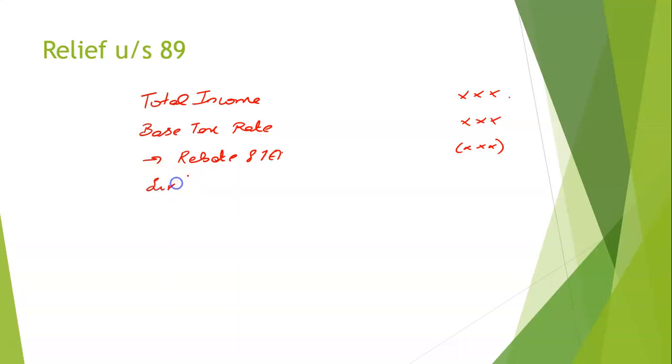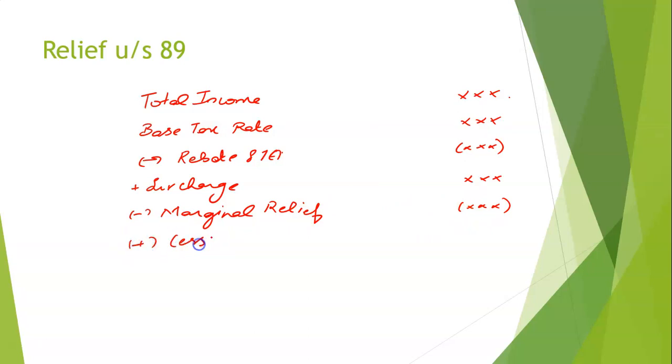Then we check for surcharge, right? Whether the assessee has to pay surcharge. So rebate is an item of deduction, whereas surcharge is an item of addition. We find out if surcharge is payable by the assessee, find out the amount of surcharge payable and add it. And if the assessee is paying surcharge, we find out marginal relief applicable. If applicable, we deduct marginal relief, right? Now we get an amount over here, and on that amount we find cess at 4%, right? Clear?